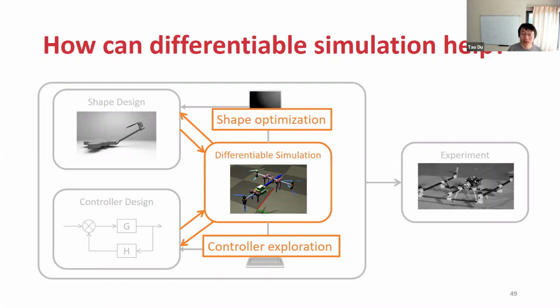Given that we are able to calculate gradients with respect to the control parameters, we of course are able to run gradient-based algorithms and improve the controller design as well. And the third direction, which I think is more interesting and more practical for real-world robot designs, is to use the gradient information from the differentiable simulator to narrow the sim-to-real gap, or the reality gap, between what the simulation predicts and what the real-world experiment observes.